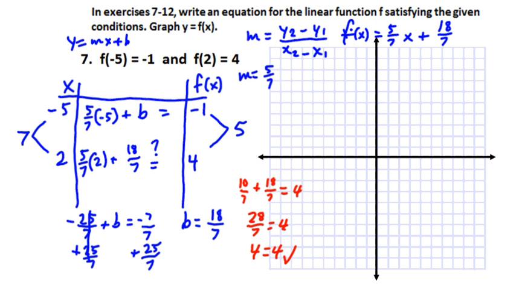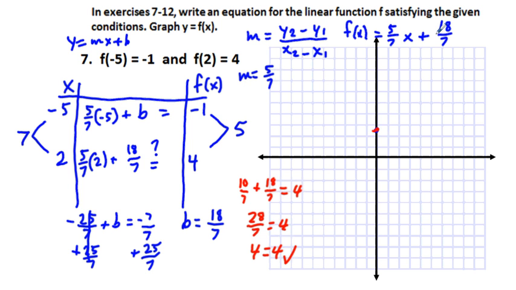So this equation right here, which I'm going to write a little more neatly, f of x, that is our equation. We're going to do one further check, which is to graph the function. 18 over 7, let's see, 18 divided by 7, that's going to be 2, right? 14 over 7 is 2. So we're going to get 2 and 4/7. So here's our y-intercept, about right here. Make it red.